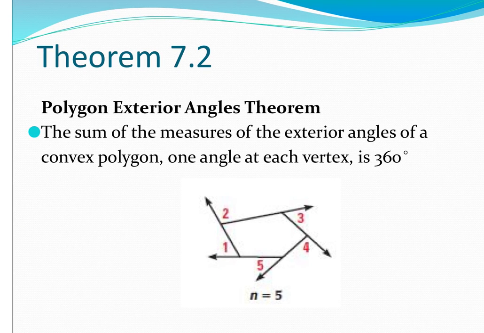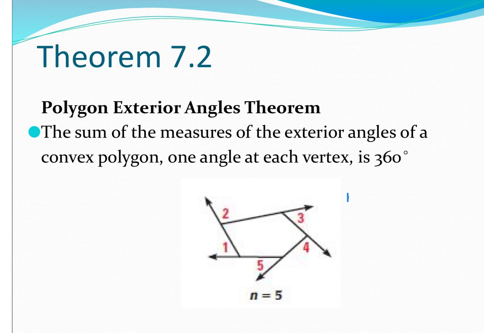Theorem 7.2, Polygon Exterior Angles Theorem. What this says is the sum of the measures of the exterior angles of a convex polygon is 360, okay? Doesn't matter the amount of sides, doesn't matter anything. If you add up all of the exterior angles of a convex polygon, it will equal 360 degrees.